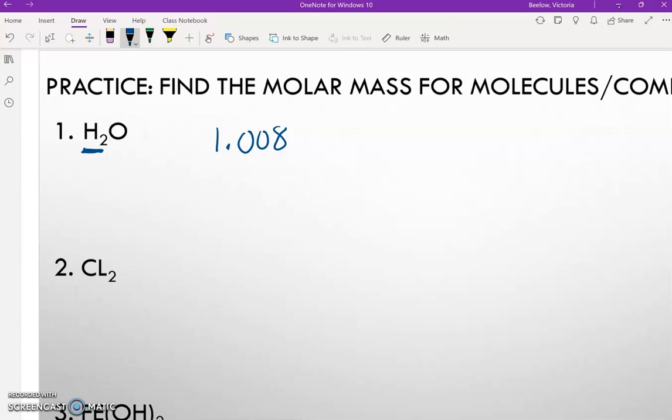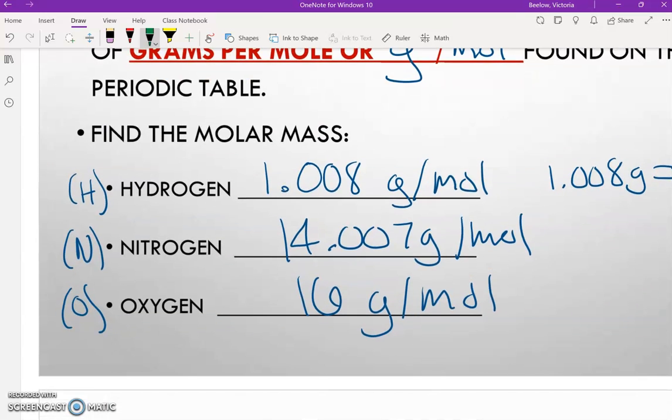So I have the molar mass of just one hydrogen. However, according to this, there are two hydrogens, H2. So I have to take the molar mass of hydrogen and multiply it by 2, because you have two of them. Versus up here, this is if I was just talking about that one individual element.